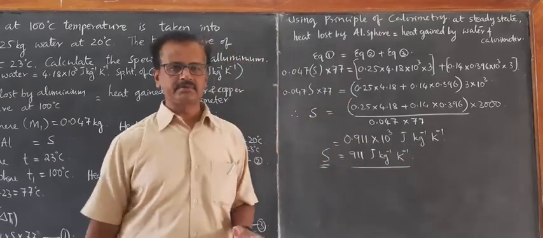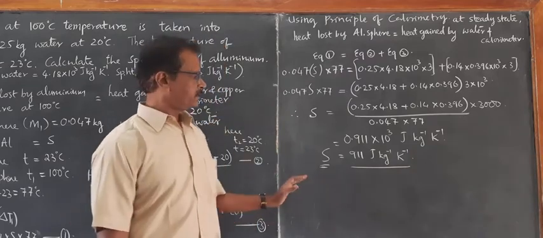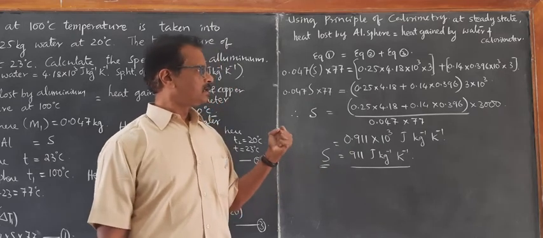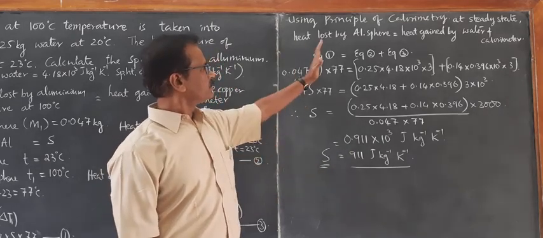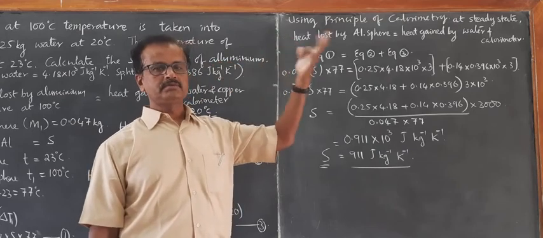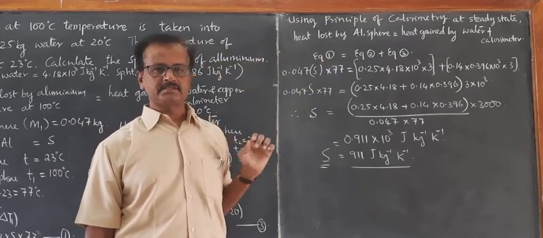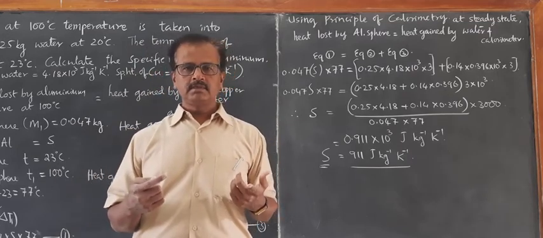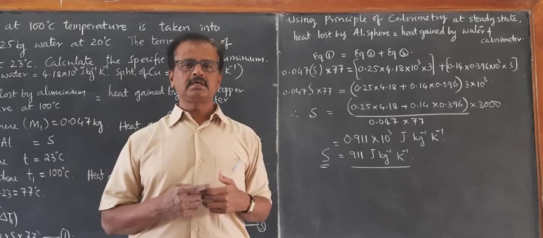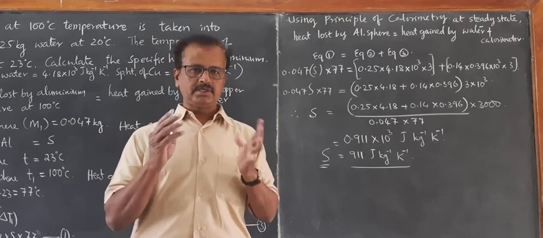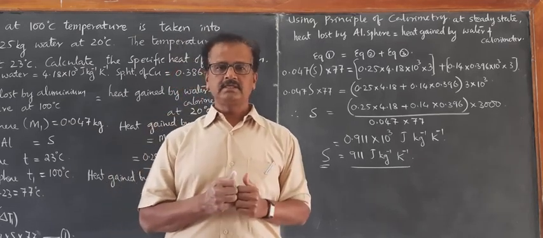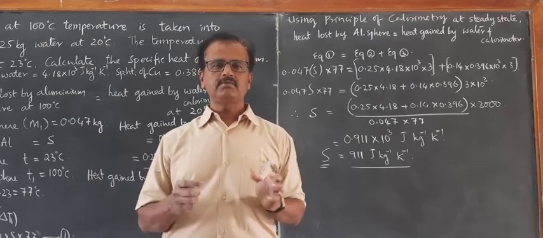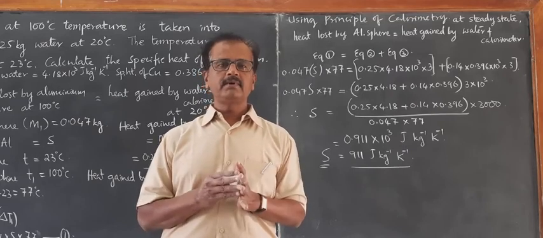Like this, we can make use of the principle of calorimetry to solve for specific heat. The principle of calorimetry is that heat lost by the hot body is equal to heat gained by the cold body at steady state. We will continue this in the next video with two more concepts, latent heat and change of state. That is also very interesting. Afterwards we will be able to solve many problems, and that's how we will cover the entire calorimetry.